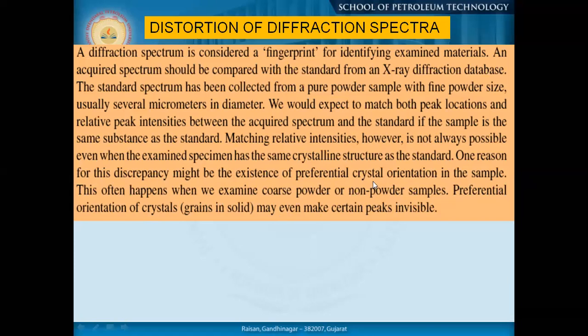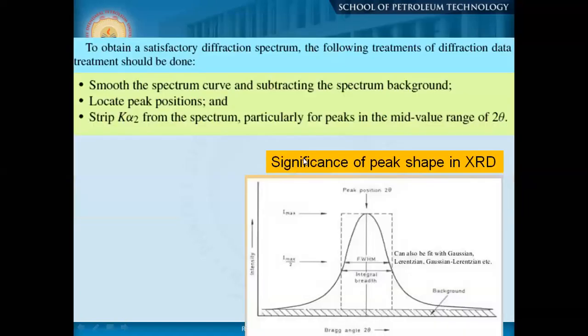So what is happening is, even when we are using standard samples, if our sample orientation is not proper or our sample size is not proper, we may not get the exact peak which is for the standard. That's why we need to be very careful about this.